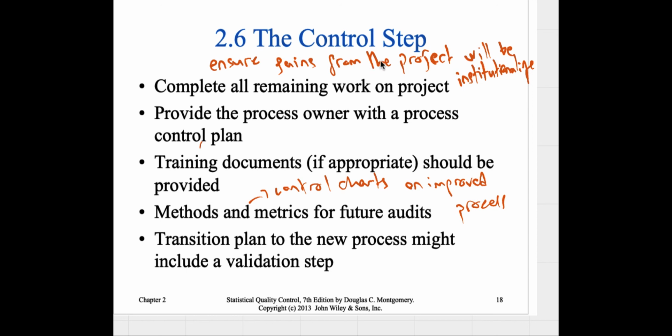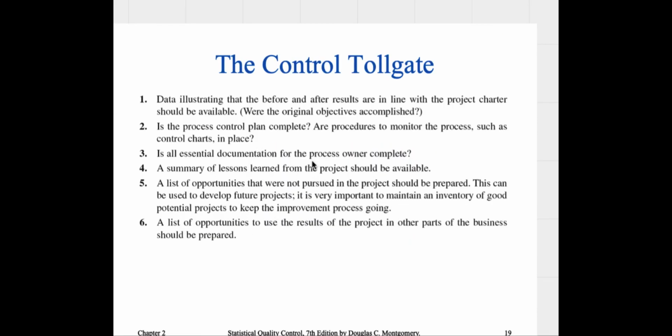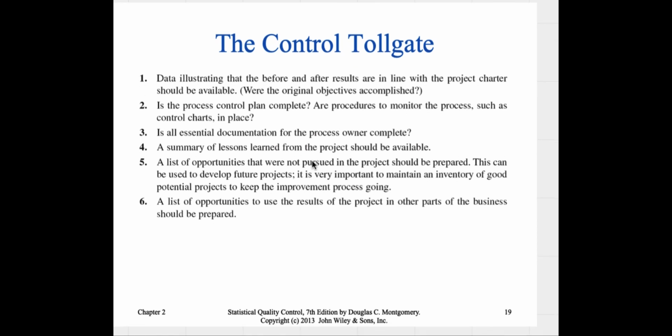Also in the control step, we need to be sure that these gains we are getting from the project must be institutionalized. It means that it must be sustainable, so then it can be a successful project. The control tollgate is also about reviewing issues. You need to answer those questions before completion of a project.